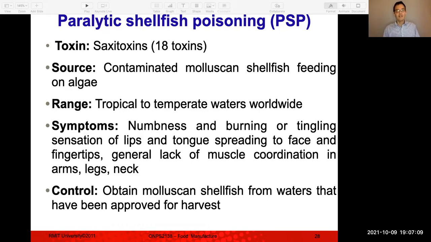And it's really important to be aware of this and be applying these particular controls, such as molluscan shellfish that's been obtained from approved waters. So these approved waters have been found to be safe for obtaining these shellfish from, because otherwise the conditions in other particular areas that are not safe are much more likely to result in shellfish which have the potential to contain these toxins.